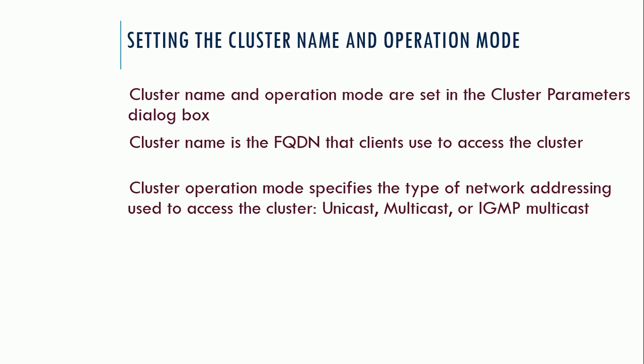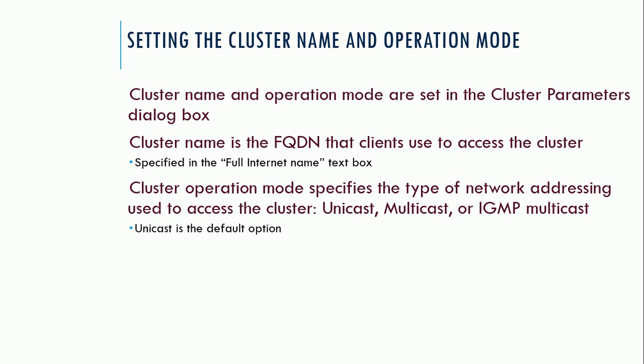All right, so setting the cluster name. The cluster name and operating mode are set in the cluster parameters dialog box. The cluster name is the FQDN that clients are going to use to access the cluster. So that's going to be the full internet name in the text box. And the cluster operation mode specifies the type of network addressing used to access the cluster. Your options are unicast, multicast, and IGMP multicast.